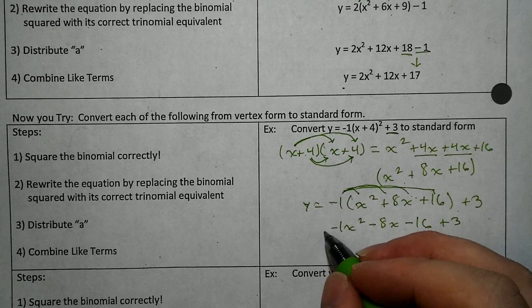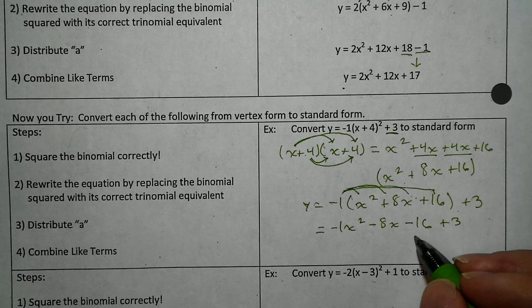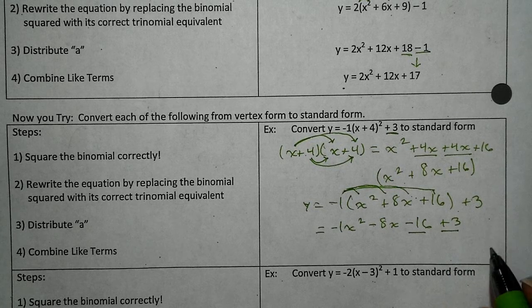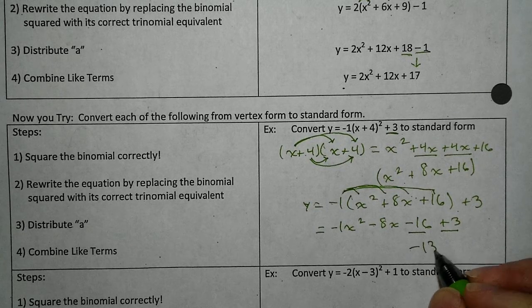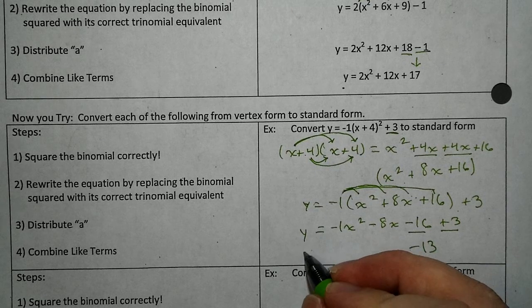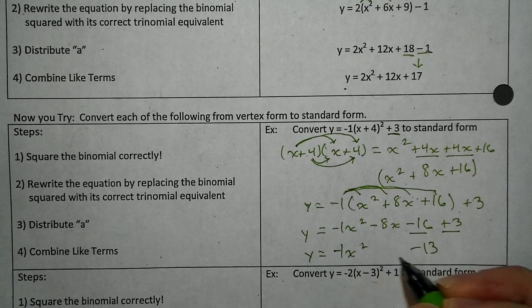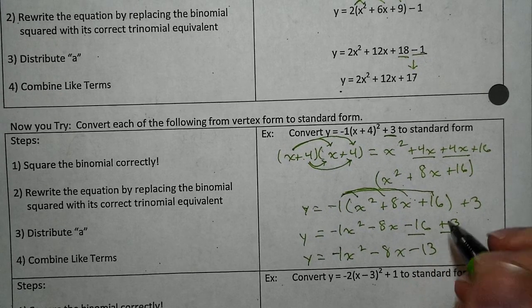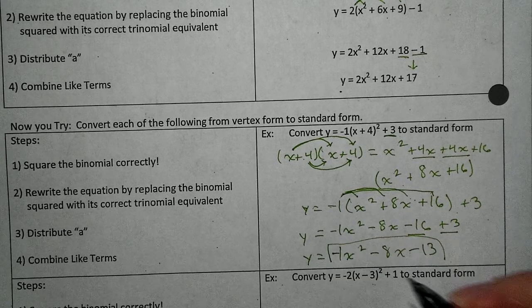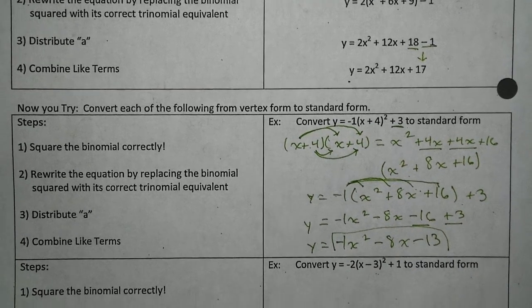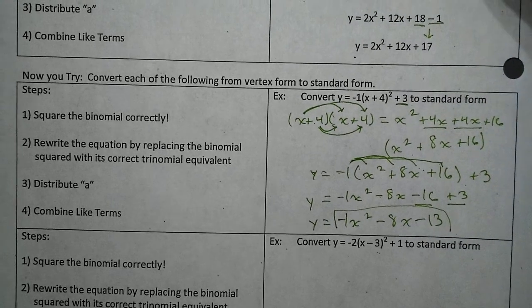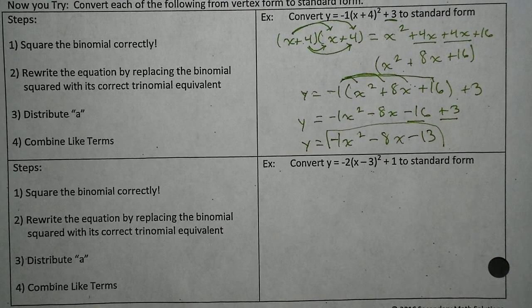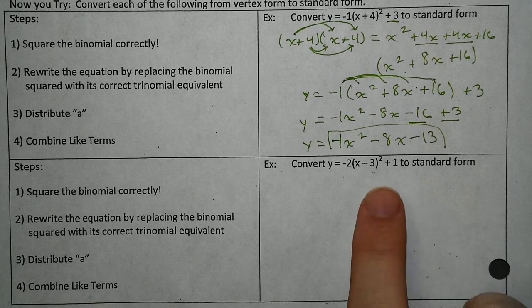And we still have that plus 3, right? So combine like terms, negative 16 plus 3, those are the only like terms, and that comes out to negative 13. So we would get y equals negative 1x squared minus 8x minus 13. That is our equation in standard form now. Let's try one more. Now, I want you to try it. Push pause on the video, push play when you're ready to see the answer and the work, okay? So please push pause until you have this one worked out.